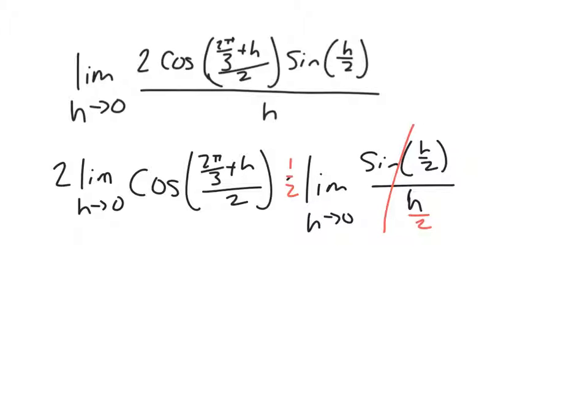I can do substitution on the first piece, the first limit here. Put a 0 in, and I end up with the cosine of pi over 3. Cosine of pi over 3 is 1/2. And so here's what we end up with: 2 times 1/2 times 1/2 times 1. And all of that simplifies to 1/2. So the value of the limit is 1/2.